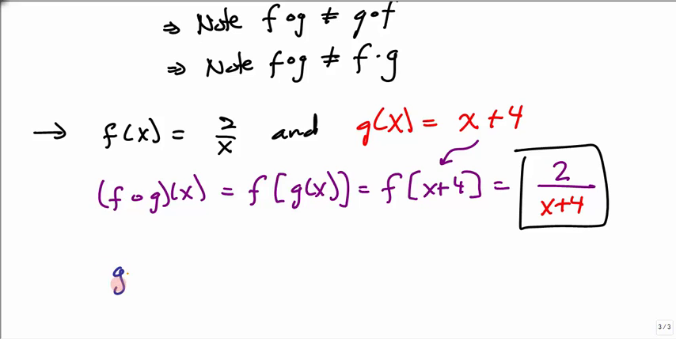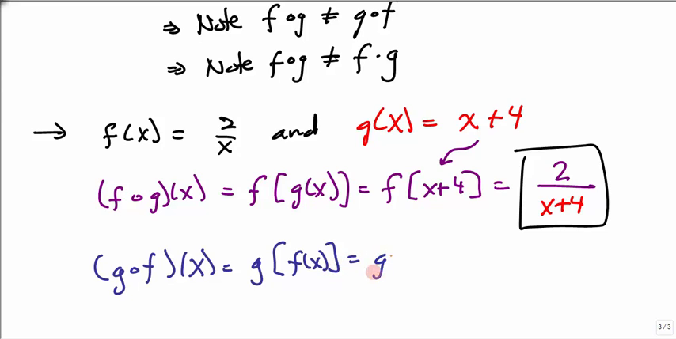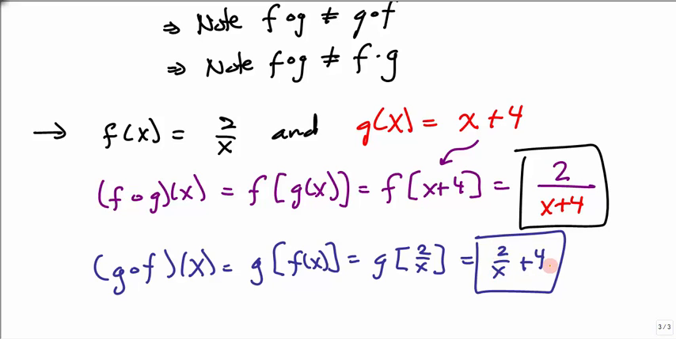Now G of F of X just means the opposite. It means in my function G, plug in my entire function of F. Okay, well F is equal to 2 over X. And my function G is X plus 4, so in place of X, we'll put a 2 over X plus 4. Now notice this x only goes under the 2, not the 4. So I have this rewritten, and you can see that these are not equal because this 4 is not in the denominator, it's its own term. So you have to be really careful here about when you're plugging these in.